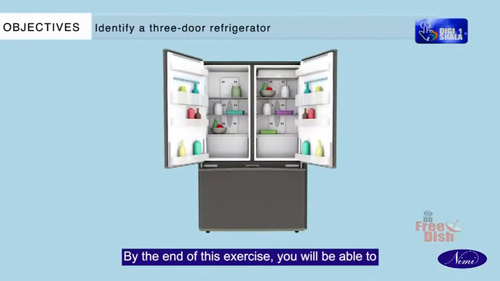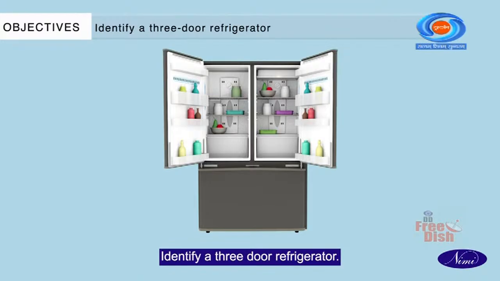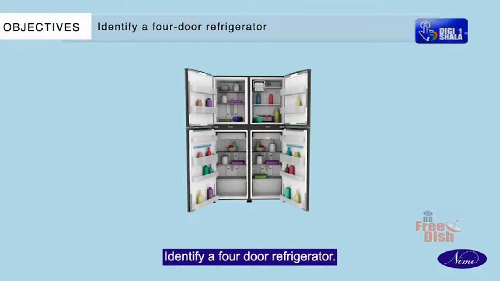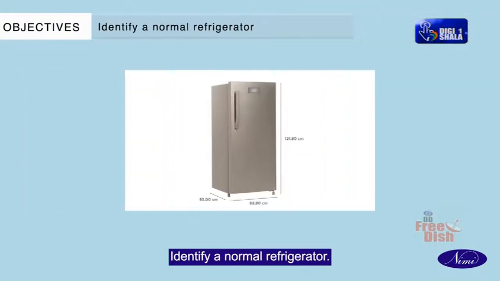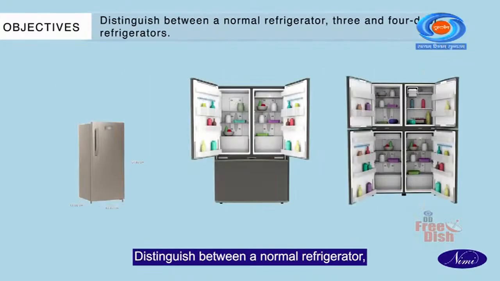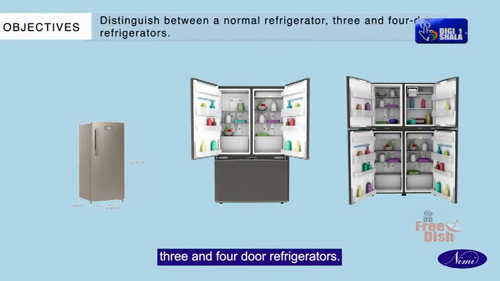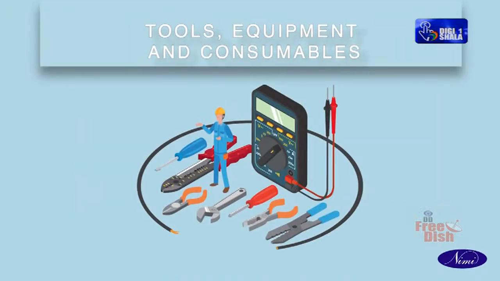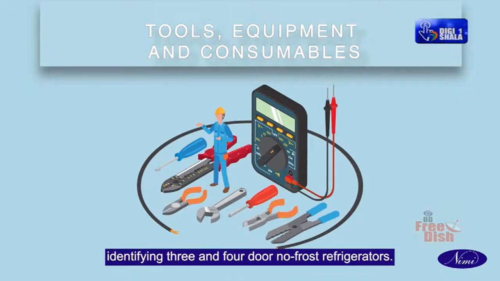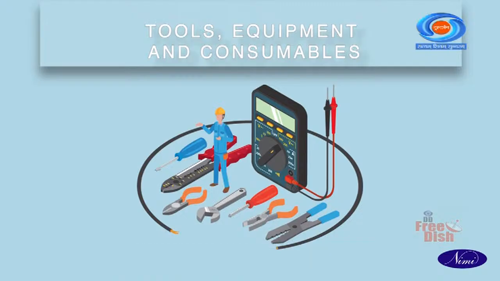Objectives. By the end of this exercise, you will be able to identify a 3-door refrigerator, identify a 4-door refrigerator, identify a normal refrigerator, and distinguish between a normal refrigerator and 3 and 4-door refrigerators. Let us now take a look at the tools, equipment, and consumables needed for identifying 3 and 4-door no-frost refrigerators.